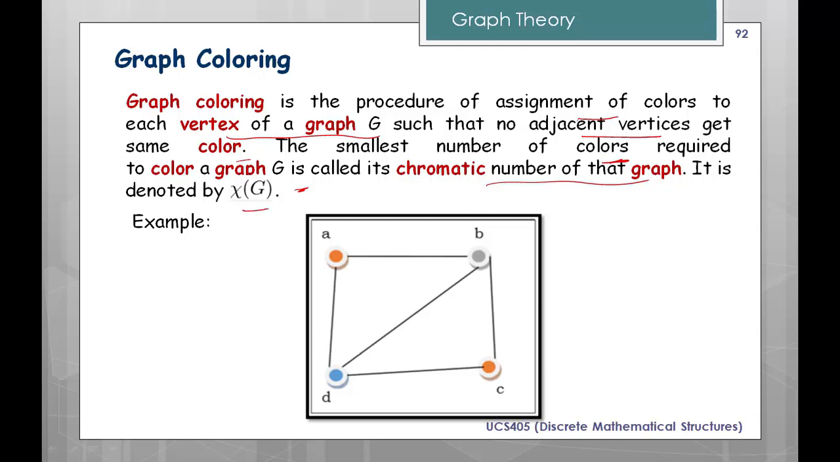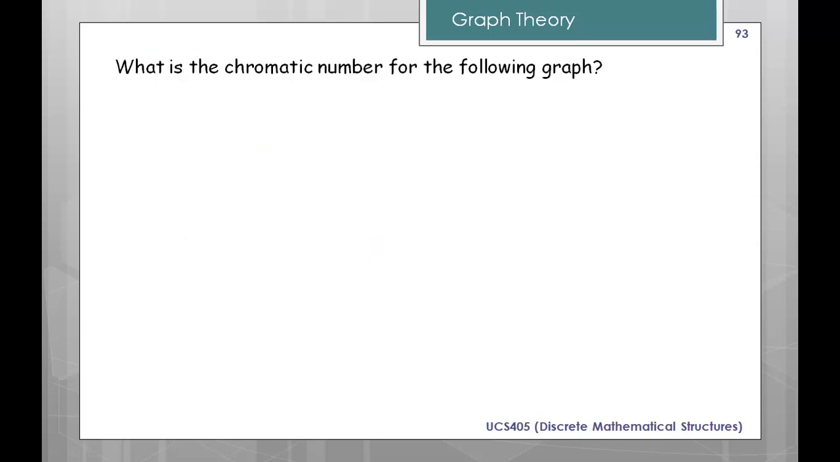So see, for this particular graph, we have a total of 4 nodes. But the concept behind graph coloring is that adjacent nodes don't have the same color. So A is adjacent to which nodes? B and D. That means whichever color we assign to A, we are not able to assign to B and D. The same way for the other nodes. Now we move on to examples of graph coloring.